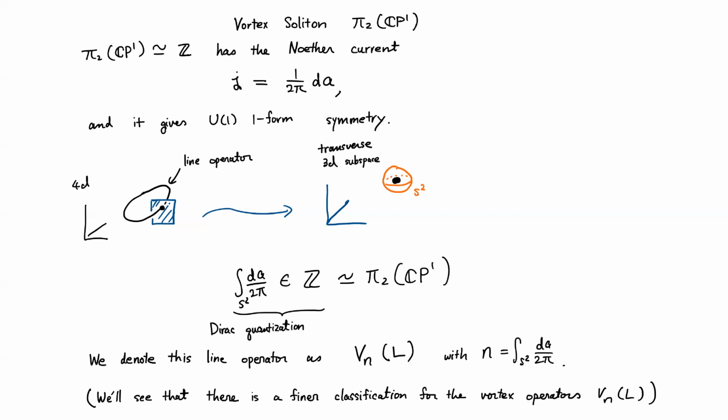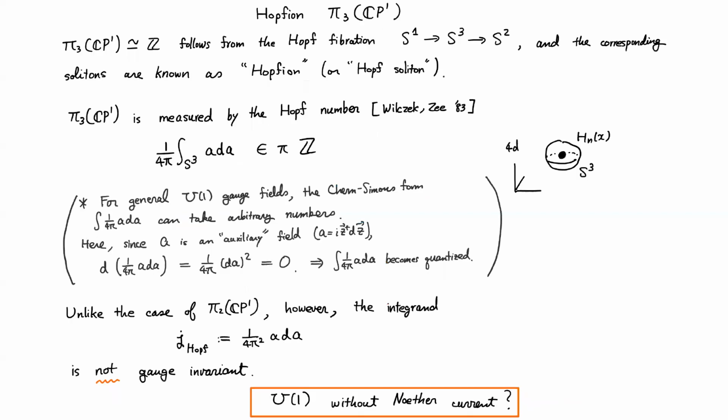And let me denote this 't Hooft line or vortex line operator as V_n of L, where n is specifying this integer value. And we will see that there is actually a finer classification of this 't Hooft line or vortex line operator in this 4D CP1 model. But before that, let me first tell you what the Hopf soliton, or hopion, is. So next, let me move on to the soliton related to the non-trivial pi3 of CP1.